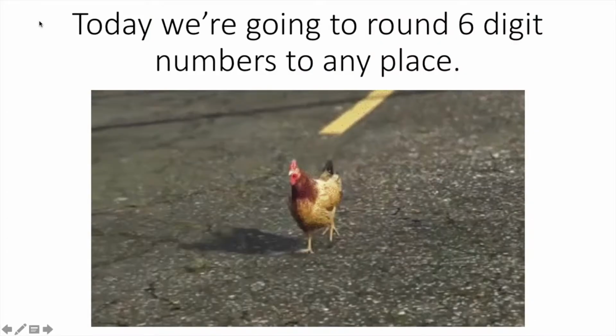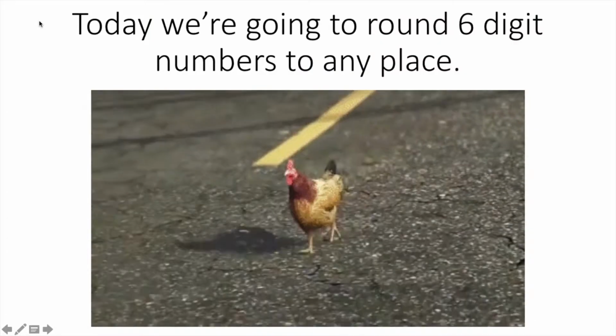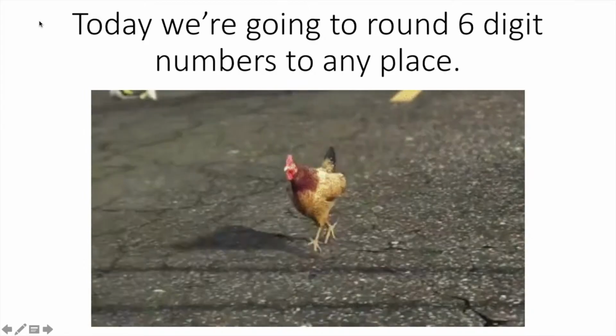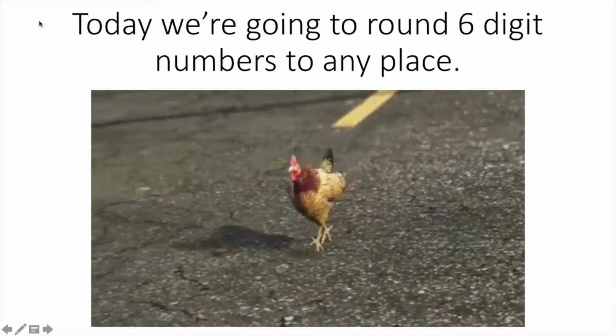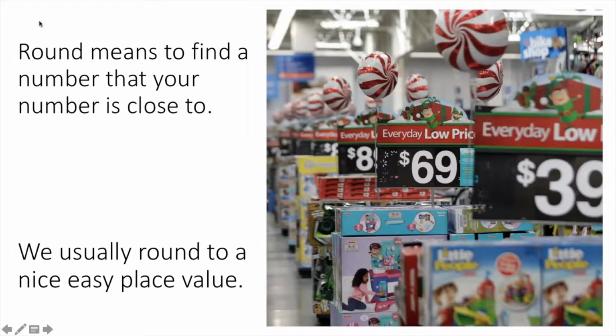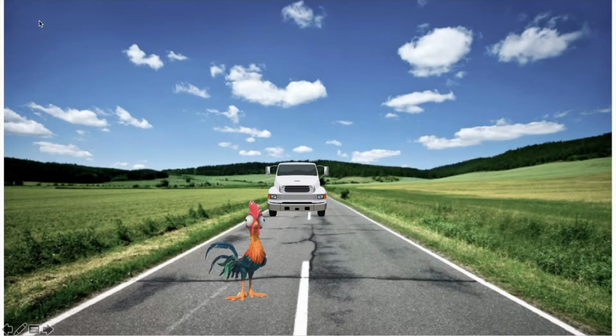Today we're going to round 6-digit numbers to any place, and we're going to keep thinking about that chicken crossing the road. We remember that round means to find what your number is closest to, but those numbers don't have to be small. They can get bigger and bigger and bigger. The thing to keep in mind is when if a truck was coming down the road, we would use the halfway mark to decide what side of the road the chicken was closer to.